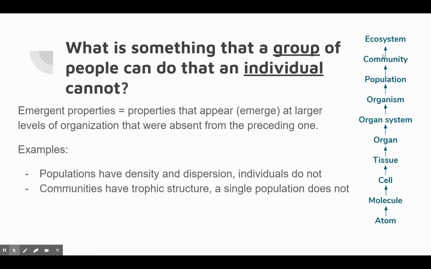You have producers and consumers and secondary consumers and so on. But one single population, if all you're talking about is the population of bees, they don't have trophic structure. You need those other organisms involved in order to have that property.